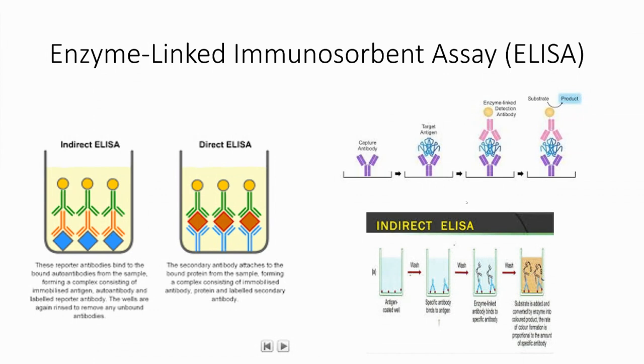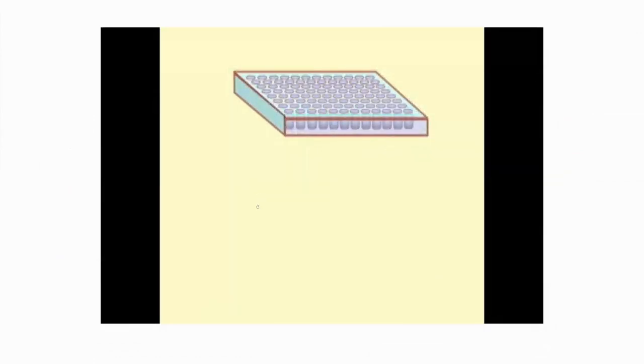So remember, direct ELISA is to determine the presence of antigen, and indirect ELISA is to determine the presence of antibody. All right, so the indirect is antibody, direct is antigen. Correct. Very good. So let's watch the video, okay?